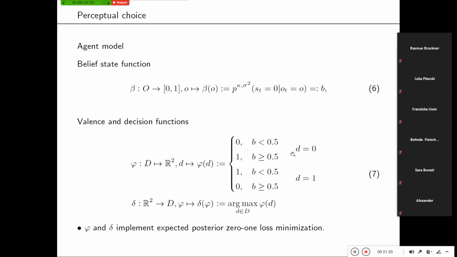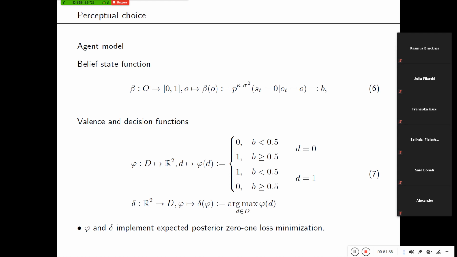Although this might be swapped, or I confuse myself right now, the point is: if it just uses the belief state, it believes there's a high probability that I'm in state 0, so I assign a high valence to making the decision 0. And if I strongly believe it's state 1, I assign a high valence to the decision of saying 1. Why do I assign these valences? Because then in the decision function, I take the decision that maximizes the valence function. So I take the decision with the higher valence.